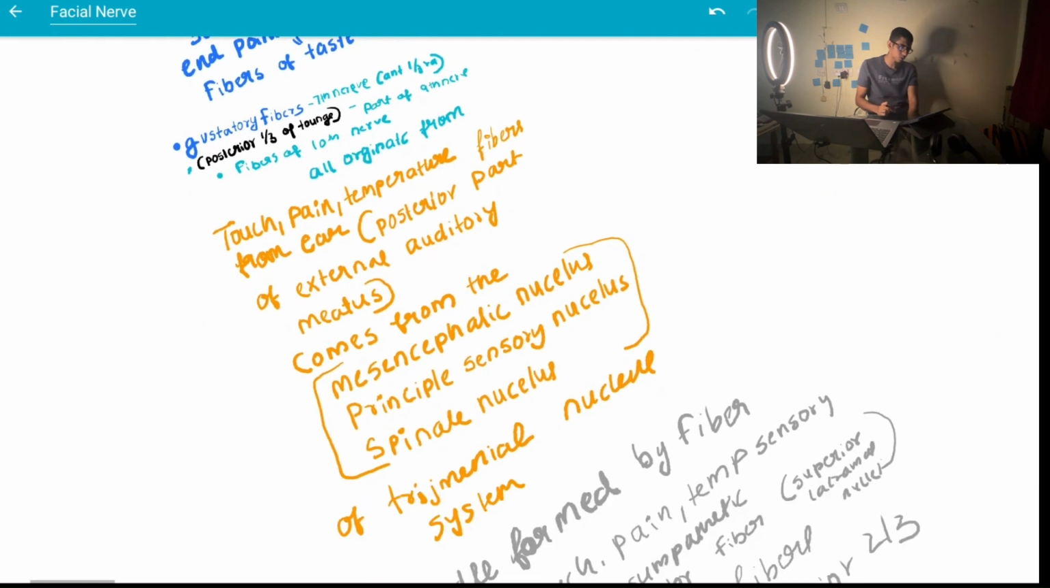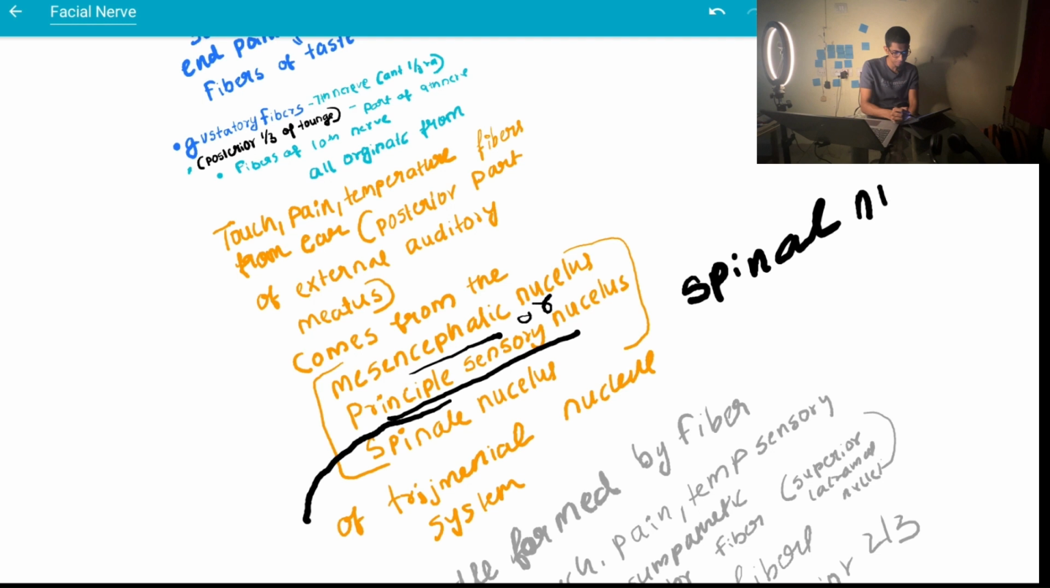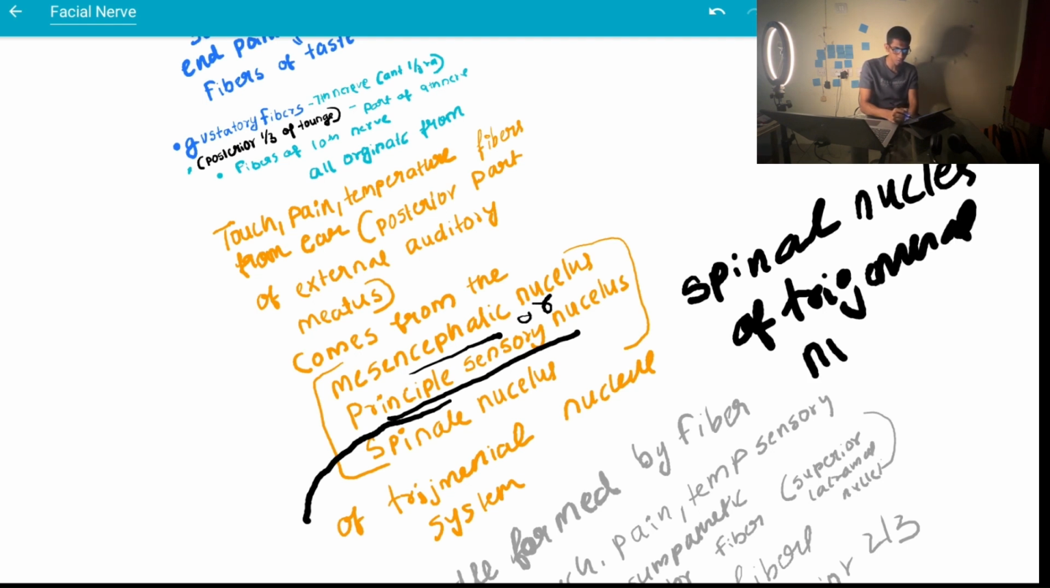Touch, pain, temperature fibers from the ear. The posterior part of the external auditory meatus, I told you, is from the trigeminal system. See here, read this. Touch, pain, temperature fibers from the ear, posterior part of the external auditory meatus, come from the mesencephalic nucleus, principal sensory nucleus or spinal nucleus of trigeminal. These are different names for it. Okay, we will stick with this name. Spinal nucleus of trigeminal nucleus system. Oh my god, I don't want to write again.